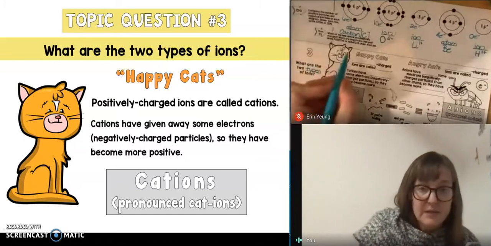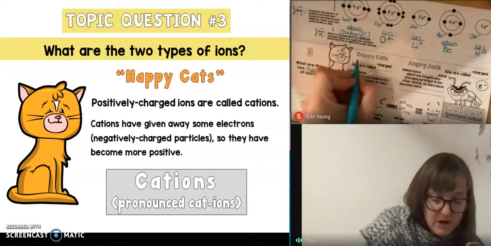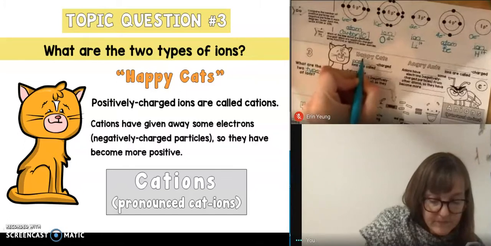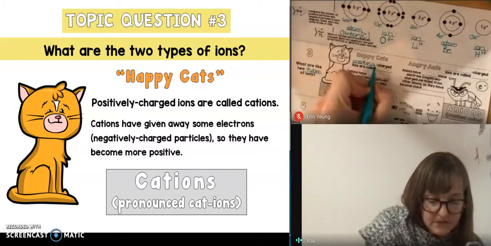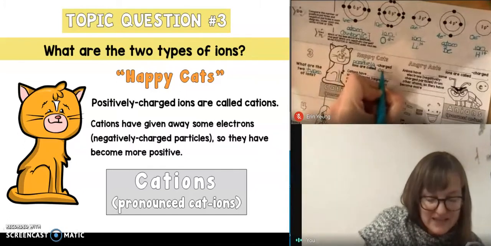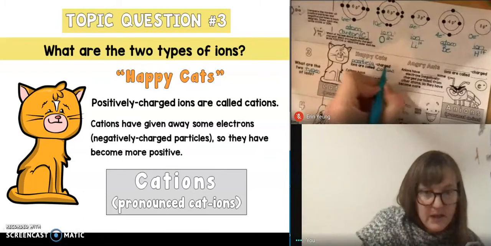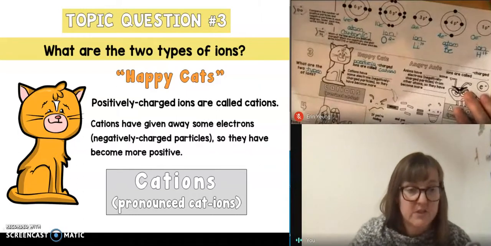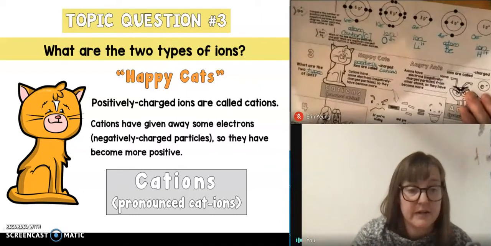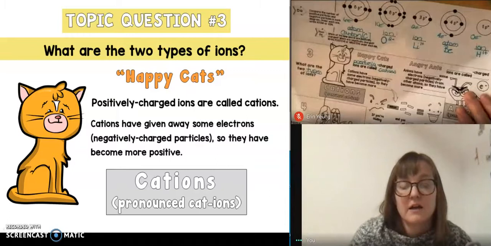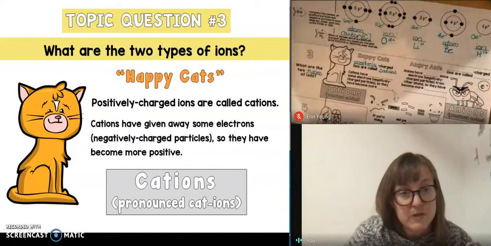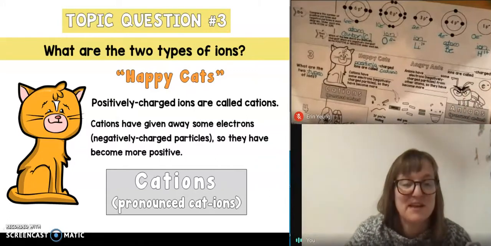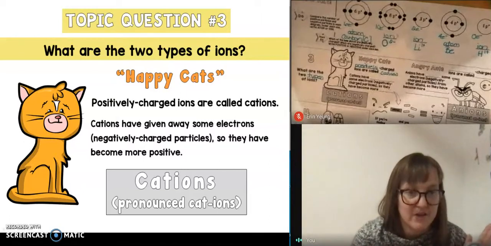And you've got the happy cats. These happy cats are positive. Positively charged ions are called cat ions. And it's pronounced cat ion. It's not caton. It's not onion. I mean, you guys never really actually turn on your mic, so I'd never actually hear you say it. But it's pronounced cat ion.